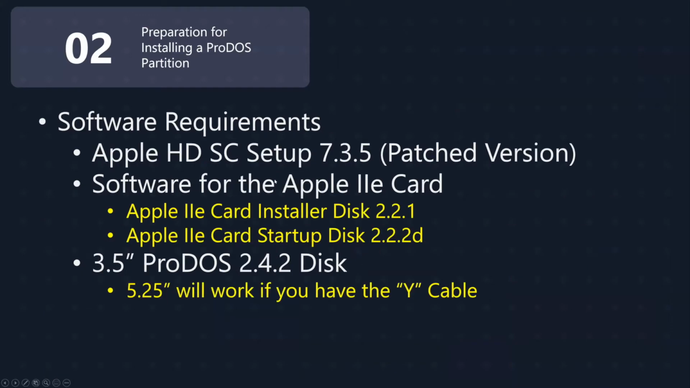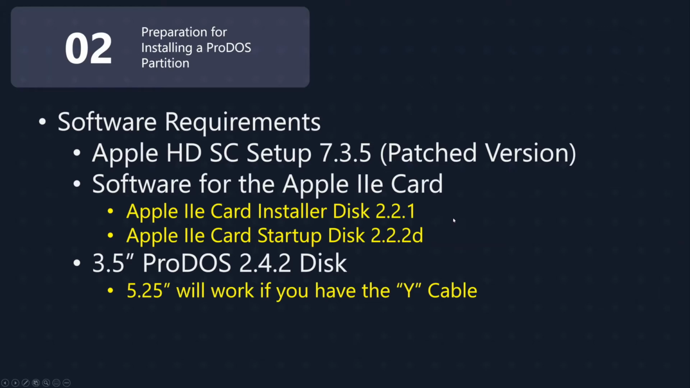Software requirements: the Apple HD SC Setup 7.3.5, the patched version. And I'll talk a little bit about that. There's an unpatched version and a patched version. I think it's when you launch ResEdit and you change 2 bytes in the code. The difference is the patched version will allow you to create those ProDos partitions on non-Apple hard drives, where with the unpatched version, you had to use an Apple hard drive.